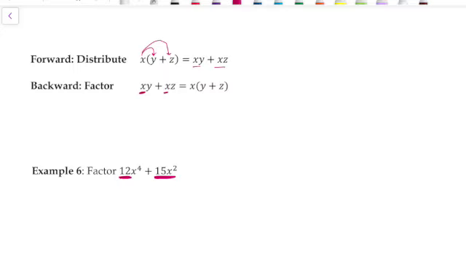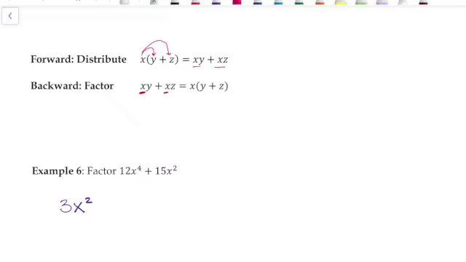Okay, so what is the greatest common factor of 12 and 15? Pause the video and think about it. All right, hopefully you figured out that 12 and 15, the largest number that they share is a 3. All right, what is the greatest common factor of x to the 4th and x squared? Well, we just learned how to do that, and that is the smaller exponent of the two, and that is x squared. All right, so here's where it gets a little tricky for some people.